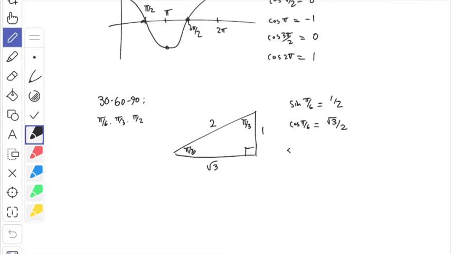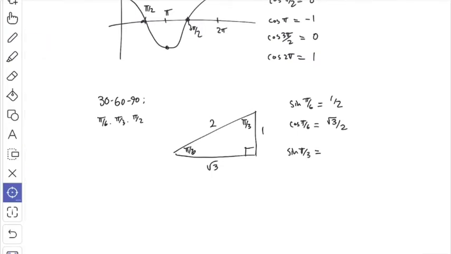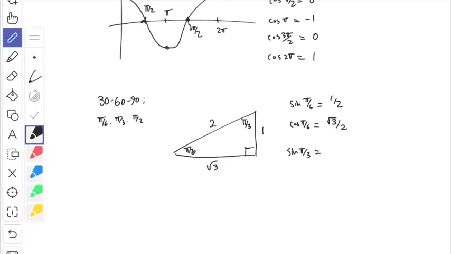Sine of pi over 3. Again, you do opposite over hypotenuse, but this time the opposite side is this one, because I'm looking opposite this angle, pi over 3. So it's root 3 over 2. And cosine pi over 3 is 1/2. All right. So these are how you do sines and cosines of 30 degrees and 60 degrees.